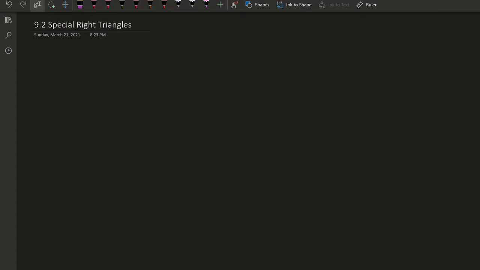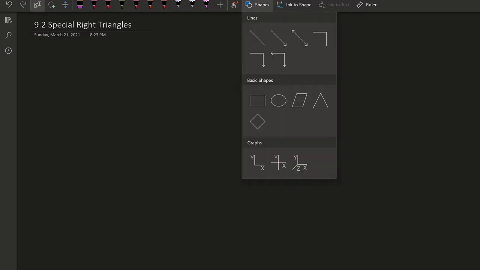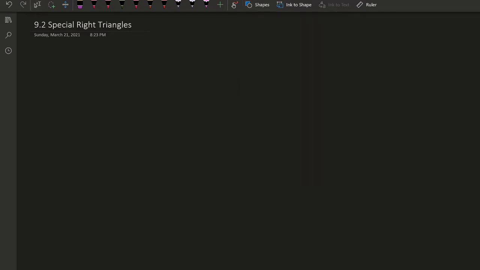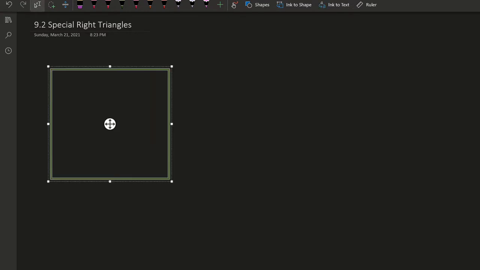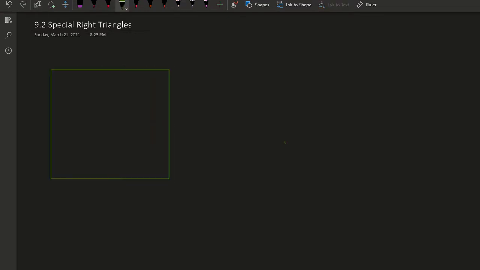So in order to understand the first one, I'm going to go ahead and draw a square. Okay, so squares are shapes that we see a lot. It's a four-sided figure, four right angles, and all of the sides are congruent. So I know that each of these angles is 90 degrees.